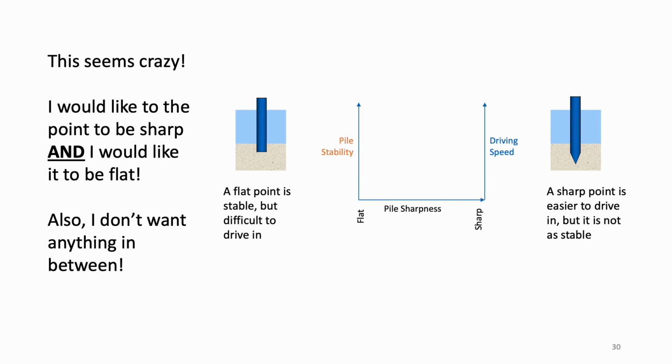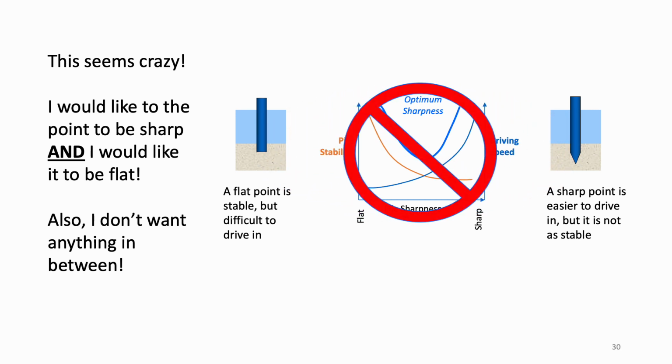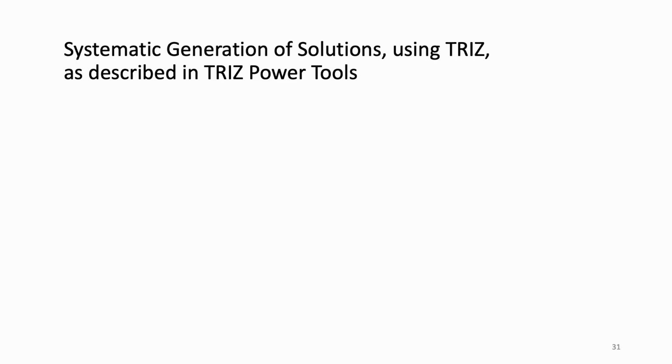We might commonly think about optimizing or figuring out a trade-off, or what would be the best amount of a point or pointiness that we would want to achieve. If the pile becomes more sharp, that could hurt the stability. It could sink further. And also, as the sharpness increases, the driving speed does get better. And you could figure out the optimum sharpness, but that is not a very elegant, good solution.